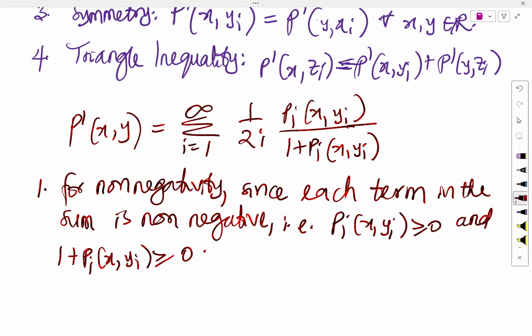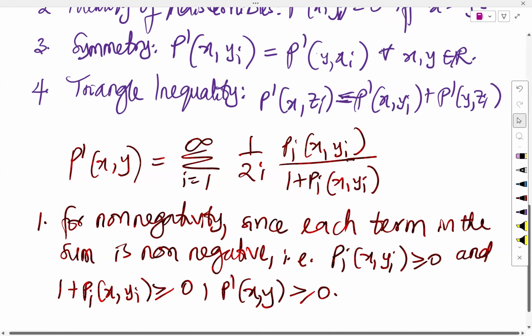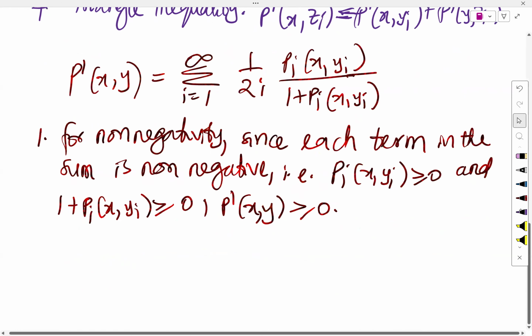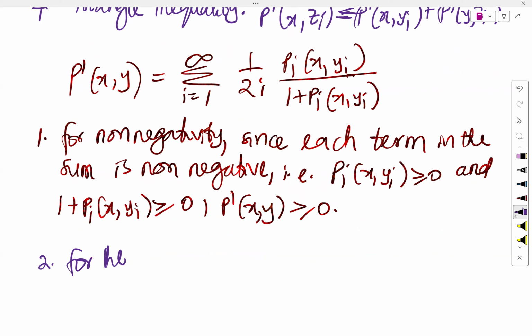So we can say that p prime of x comma y is greater than or equal to 0. So that has passed the non-negativity test automatically. Then we talk about the identity of indiscernibles, right? So number 2, the identity of indiscernibles.